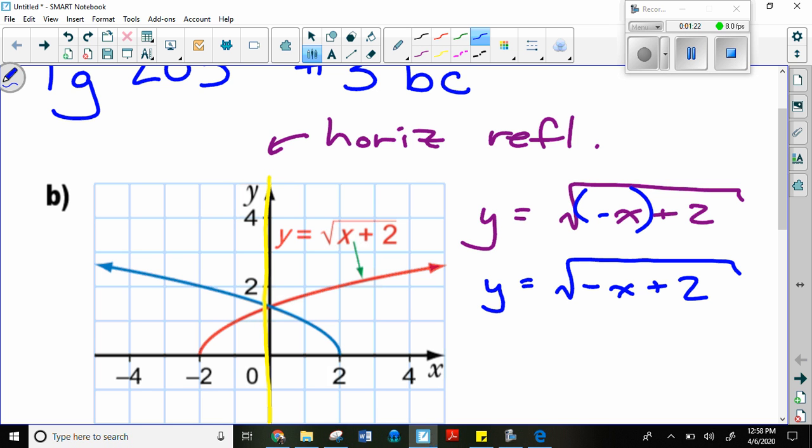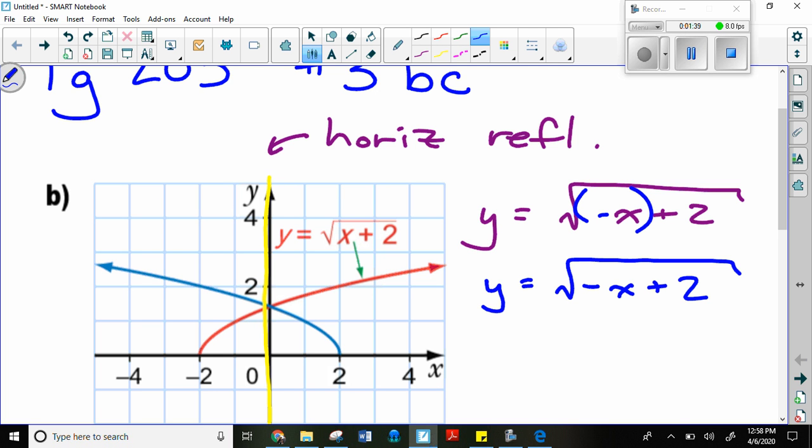Let me check that answer. We don't usually leave answers like that, though. We want to factor out. Factoring is super important. We want to factor out that negative. And if you get into the habit of doing that, you should be good.